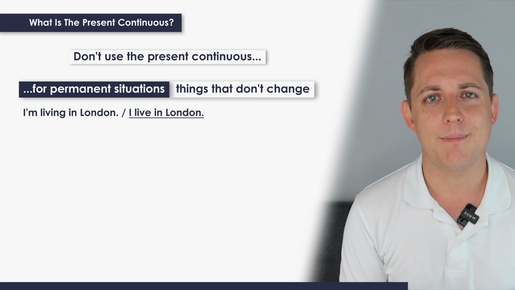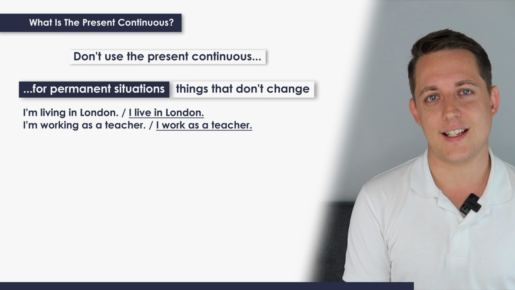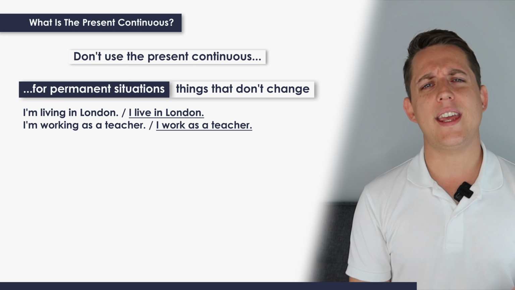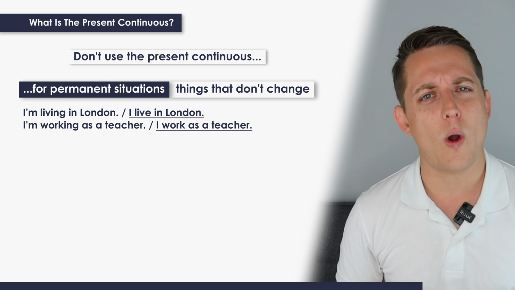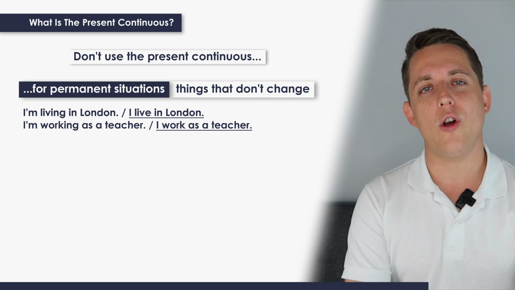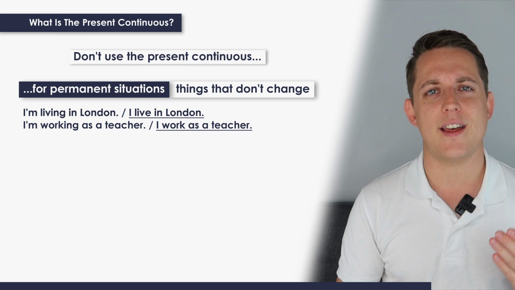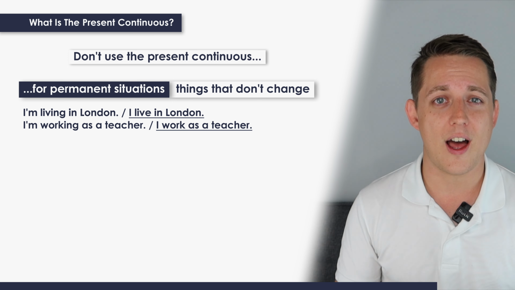Here's another example. I'm working as a teacher. I work as a teacher. I'm working as a teacher. It gives me the feeling that you might quit. You might get a different job soon. But I work as a teacher tells me that that's permanent. That's what you're going to do for your whole life.